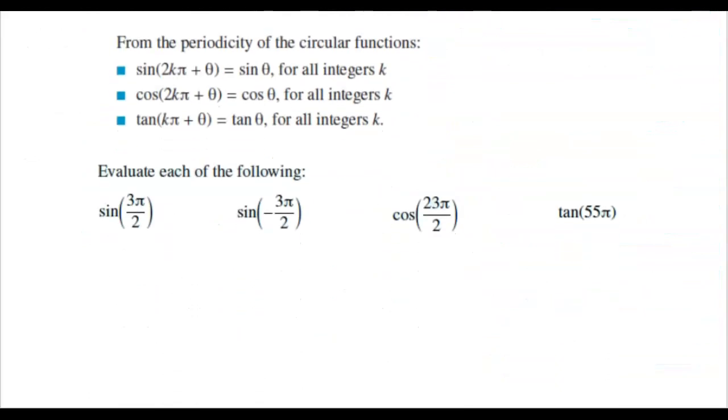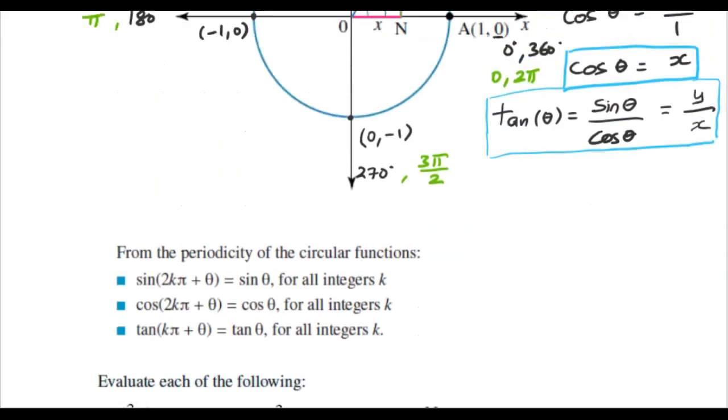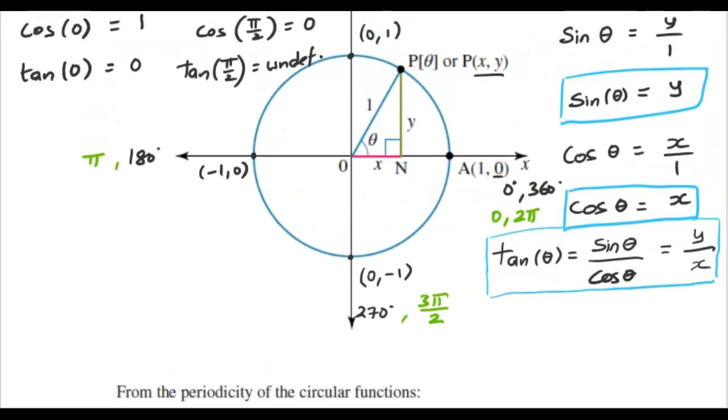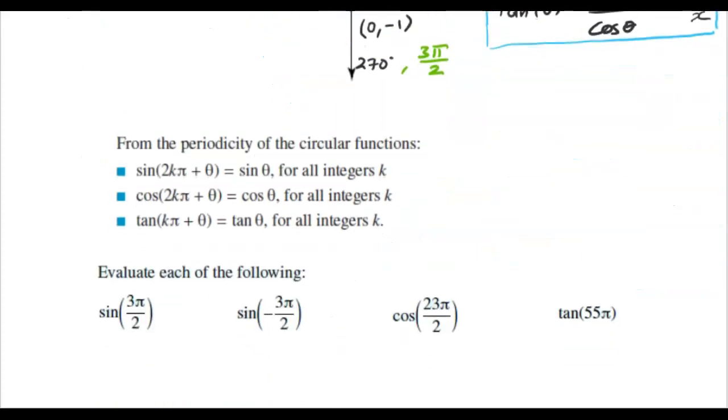Now the question says evaluate each of the following. So sine 3 pi on 2. Sine 3 pi on 2 is this particular point here. That's the value when the angle is equal to 3 pi on 2. And sine refers to the y coordinate. So the y coordinate of that point is equal to -1. Therefore the answer to this question is going to be equal to -1.